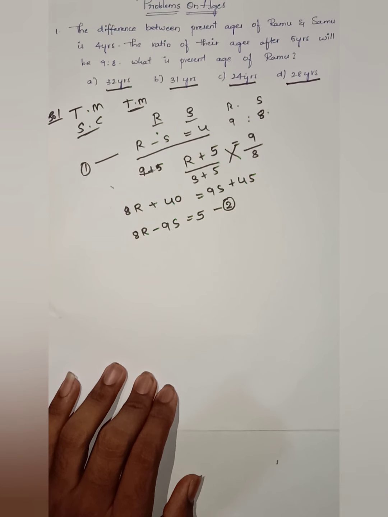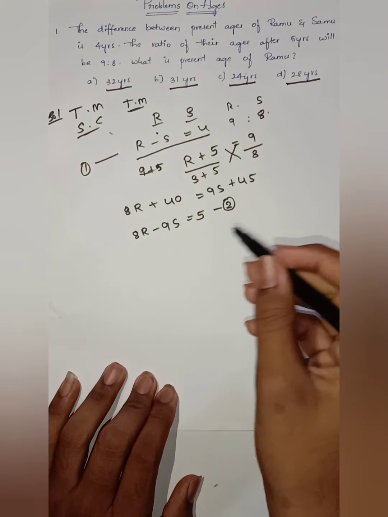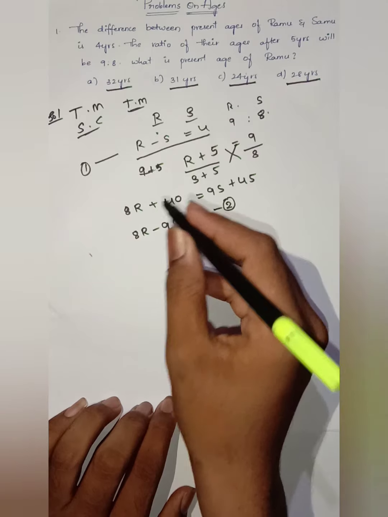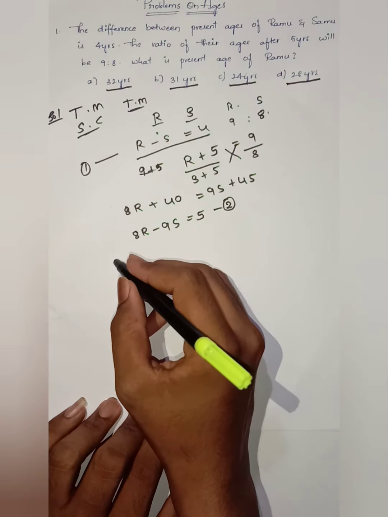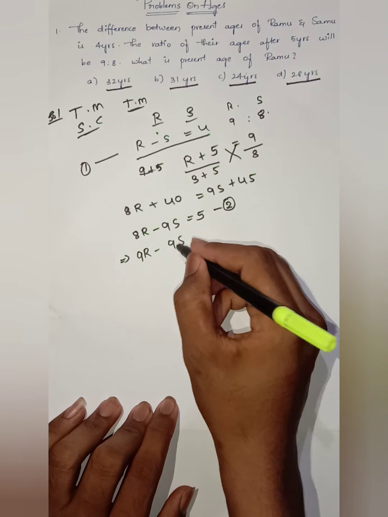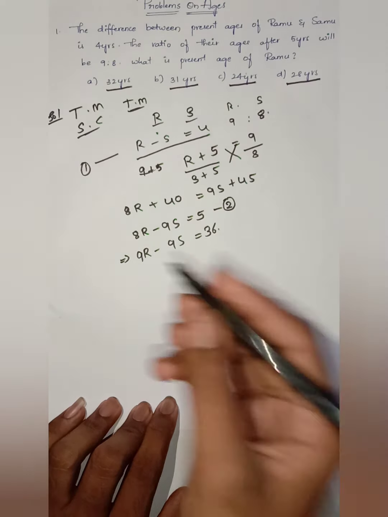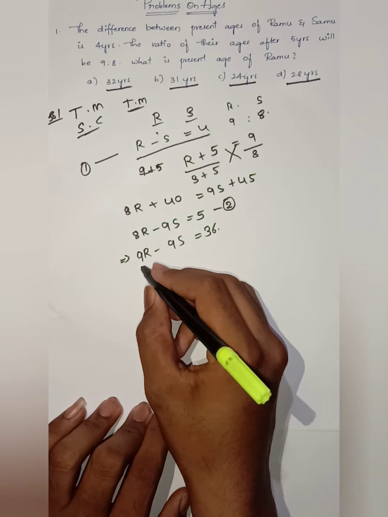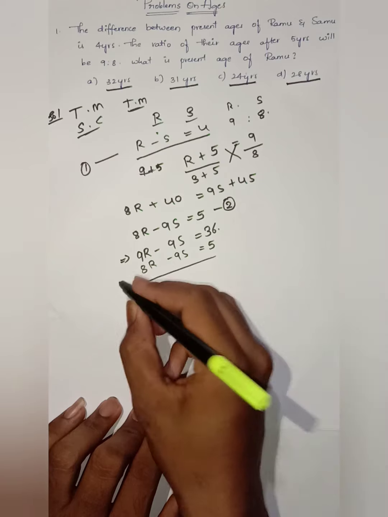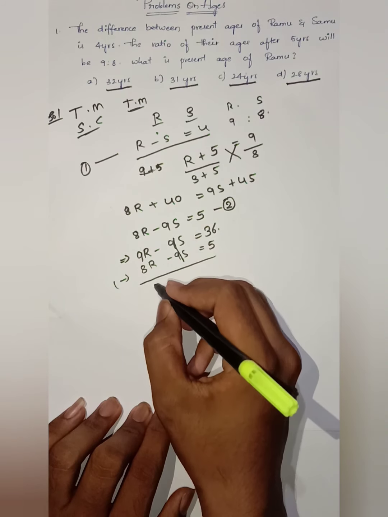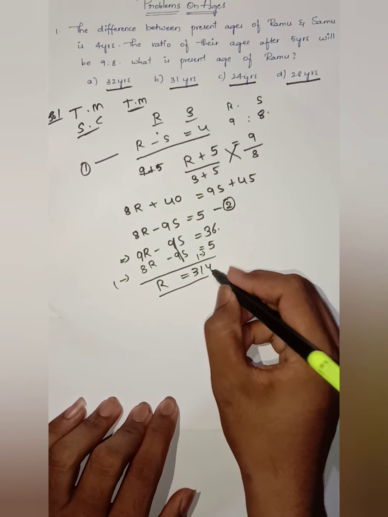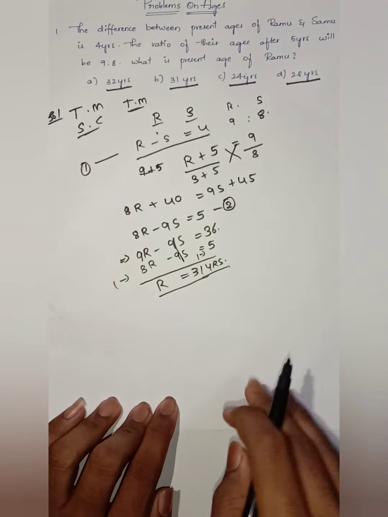So in order to find Ramu's present age, make Somu's age as 0. How can you make Somu's age 0? By multiplying 9 with the first equation. That means we will get 9R minus 9S is equal to 36. Now subtract the second equation, 8R minus 9S is equal to 5. So the S term will be 0 and R is equal to 36 minus 5 is equal to 31 years. So Ramu's present age is 31 years. So this is the traditional method.